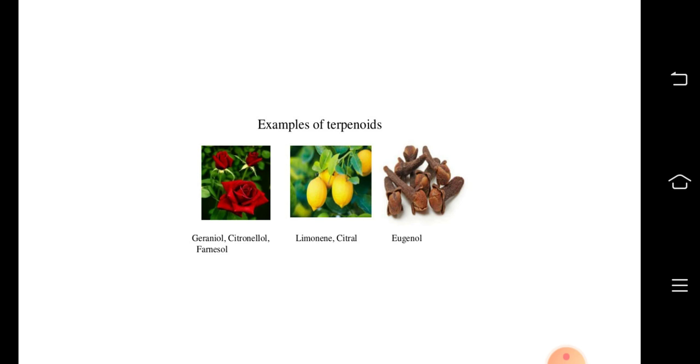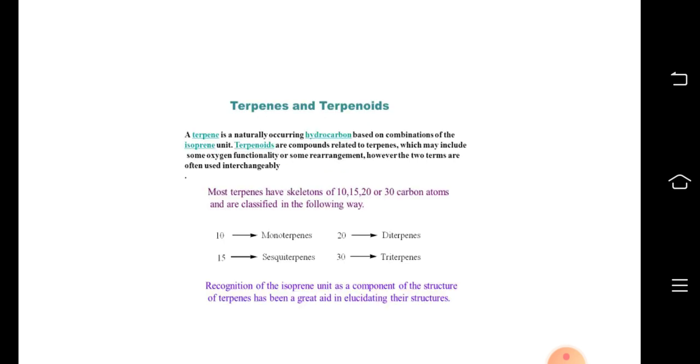Some examples of terpenoids: you can see roses, lemons and cloves. From roses we get terpenoids like geraniol, citronellol and farnesol. From lemon we may get limonene and citral, and from cloves we get eugenol. Isn't that interesting? Getting to know what terpenes and terpenoids are.